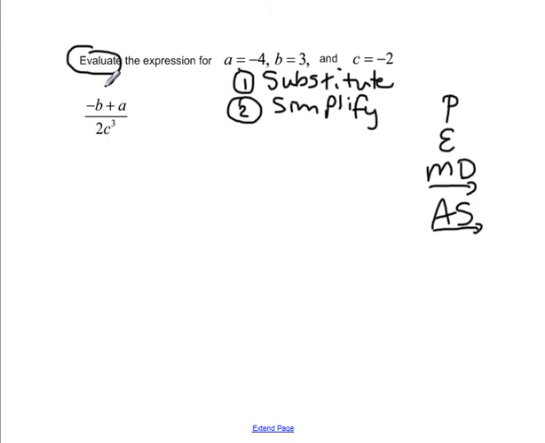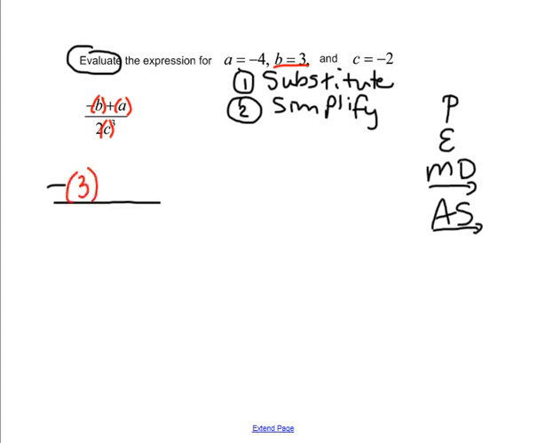So each variable I'm going to isolate in its own little set of parentheses. I'm not putting in any numbers, any signs, any exponents with it, just the variable itself. And then I'm going to start doing my substitution. So let's rewrite this down here. There's my fraction bar. So I'm going to start off with the opposite of b, and they told me that my b value is 3. So in those parentheses I'm going to put that 3.